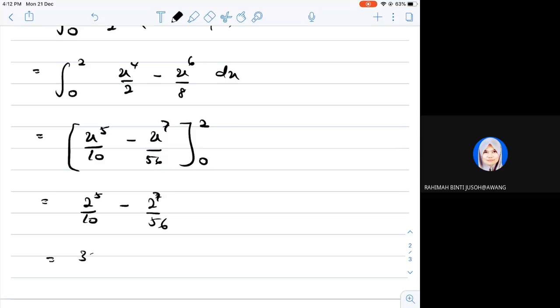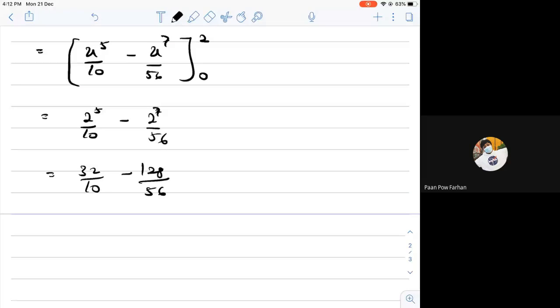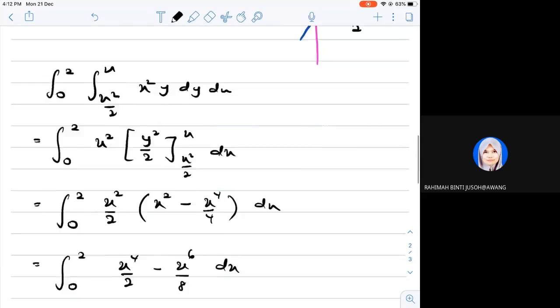This one, 32 over 10, isn't it? 2 to the power of 7 should be 128. Right? Over 56. Take out your calculator, guys. So what should you get? 32 over 35. All right, so we will have 32 over 35. That's it. That's the answer.